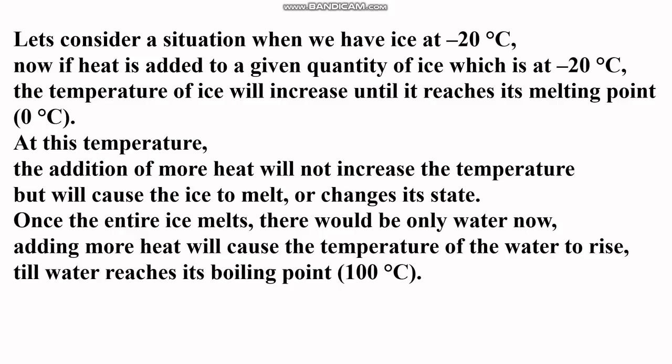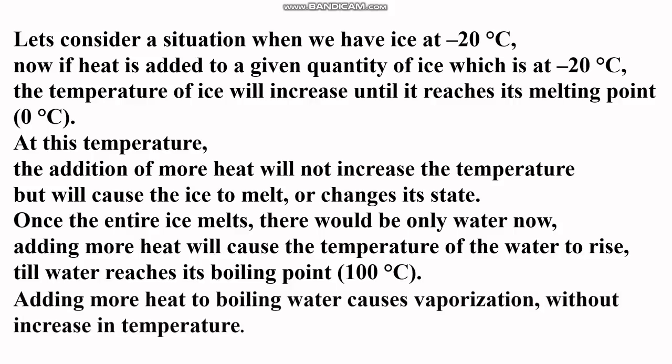What we are trying to say is that when you heat ice whose temperature is below 0 degrees Celsius, then its temperature will rise till 0 degrees Celsius, which is the melting point of ice. So at that temperature, ice will start changing into water till the entire ice becomes water. Then the temperature of water will rise from 0 to 100 degrees Celsius, and at 100 degrees Celsius, since it is the boiling point of water, the water will start changing into steam. Adding more heat to boiling water causes vaporization without increase in temperature.